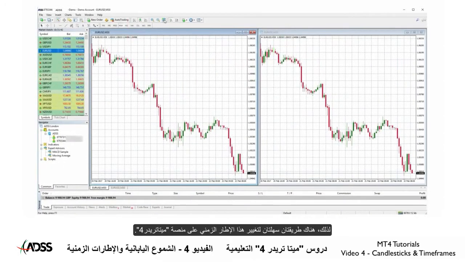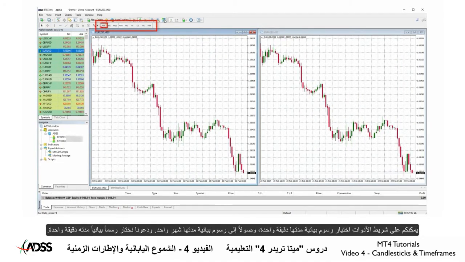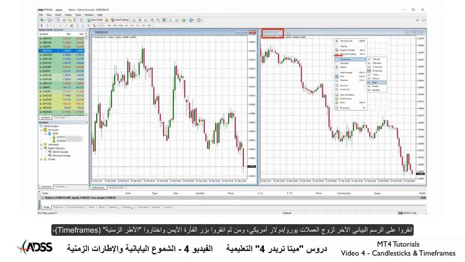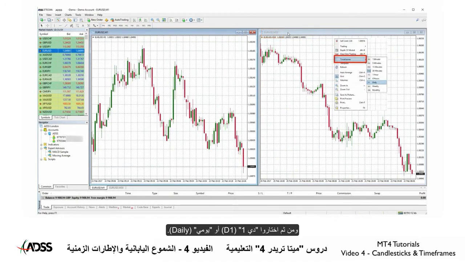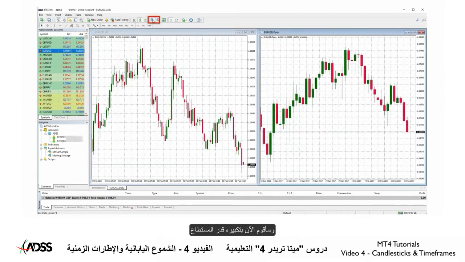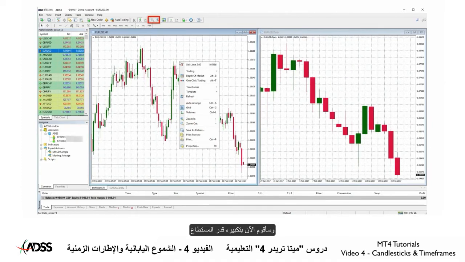There are 2 easy ways to change this time frame on MT4. On your toolbar, you may select from 1-minute charts up to 1-month charts. Let's select the 1-minute chart for now. Click on the other Eurodollar chart and right-click, select Timeframes, and D1 or Daily. Now I'm going to zoom in on both as far as I can.